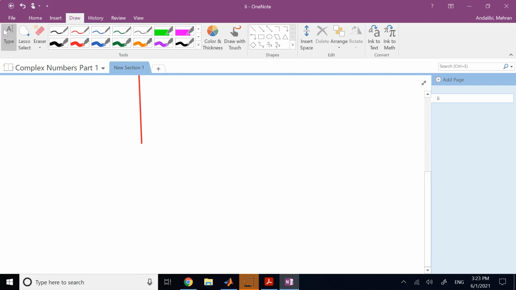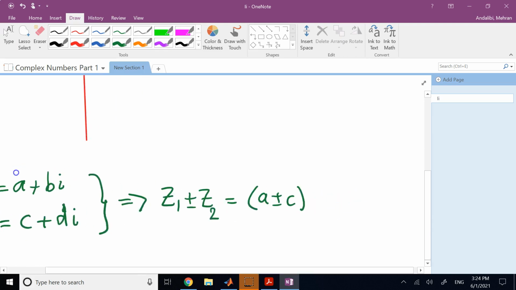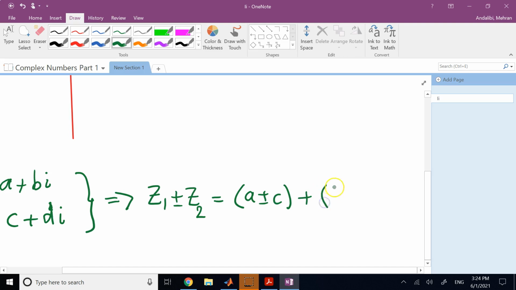Okay, so for example, when I want to add number z1, which is a plus b times i, where a is the real part and b is the imaginary part, and I have z2, which is c plus d times i, then addition and subtraction is very easy. So z1 plus or minus z2 means add their real components together, so this is going to be a plus or minus c, and then add or subtract their imaginary components. So it is going to be b plus or minus d times i, right? So you see, very simple.